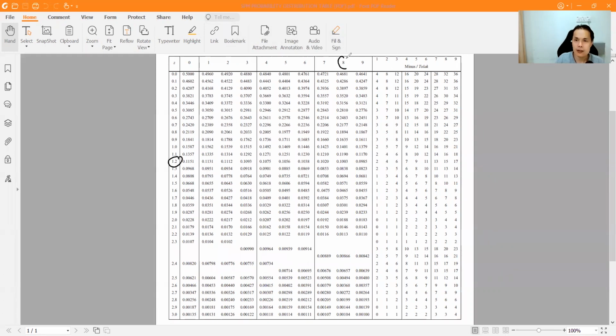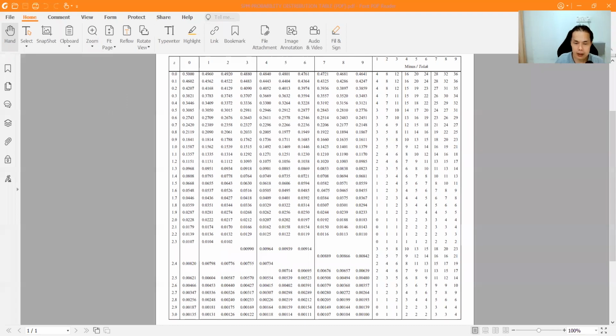Okay, let me show you here. 1.282. You're going to read this value here. That means you need to subtract 4 from the last digit. You have 0.1003. You subtract 4 from the last digit, 0.0999. I hope you can see that, 0.0999.